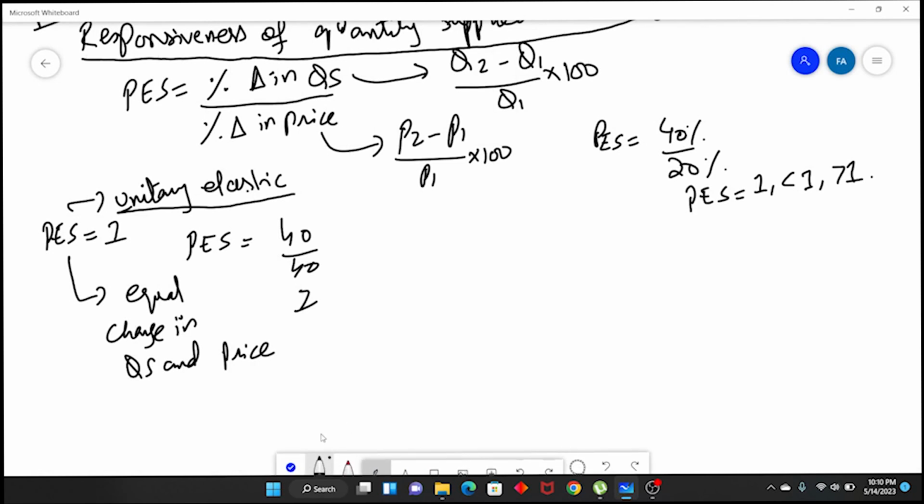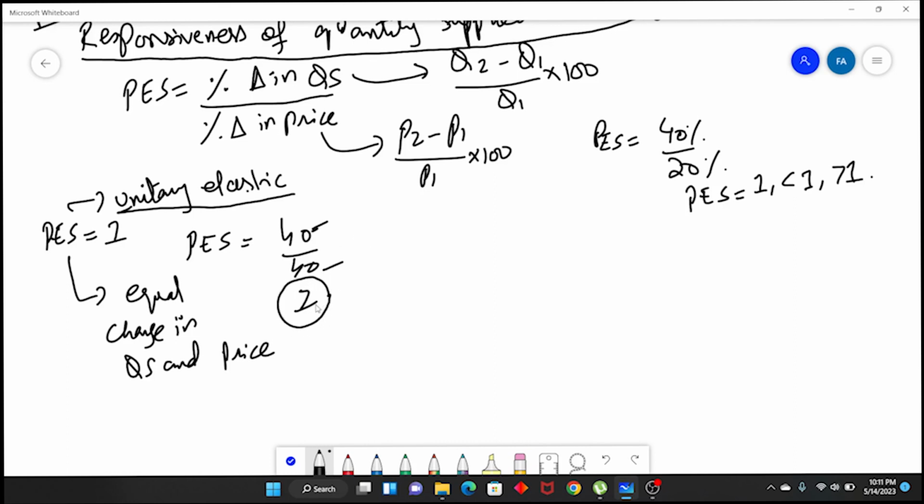Okay, so coming back to this thing, PES is equal to 1, which means your price elasticity of supply, you calculate it through the formula, you are getting an answer of 1. It means it is unitary elastic. Why do we call it unitary elastic? Because it is the term which we have to use in economics. What do you mean by unitary elastic? There is an equal change in quantity supplied and price. The numerator, that is quantity supplied change, is 40. The denominator is also 40. So you get an answer of 1.